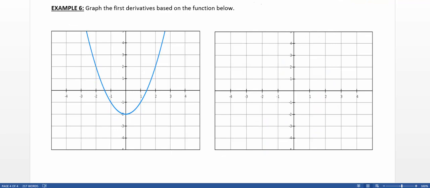Example 6. Graph the first derivatives based on the function below. So we're starting with a function that has a u-shape, and we want to get a general sense of what the derivative is going to look like. We're not going to do this precisely and exactly yet. We're going to do this in a general sense. We'll refine it a little bit more once we get to 2.4.